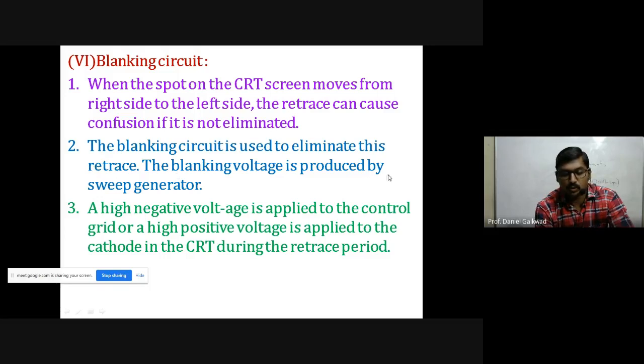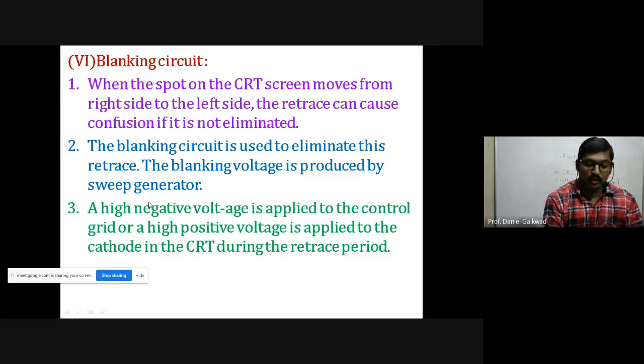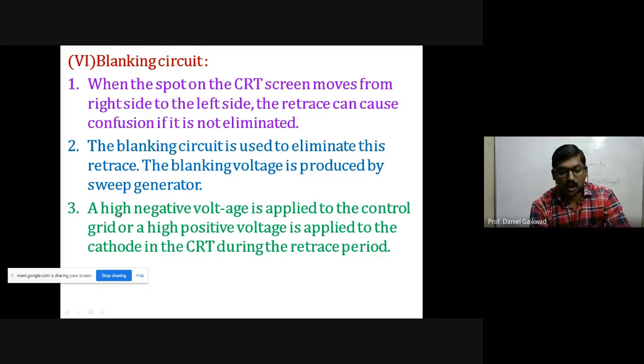The blanking voltage is produced by the sweep generator. All these things depend upon the voltage to the plates. So we have the third point: a high negative voltage is applied to the control grid, or a high positive voltage is applied to the cathode in the CRT during the retrace period. Now check carefully what we have given. There are two methods given. High negative voltage is applied to the control grid.